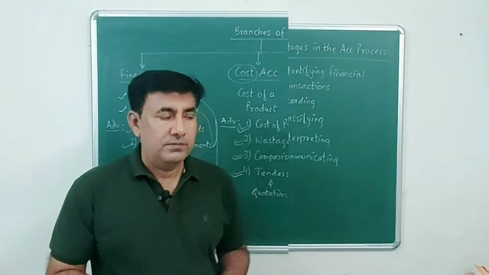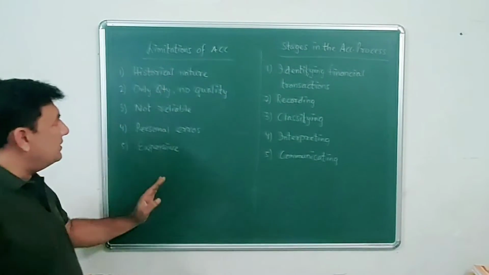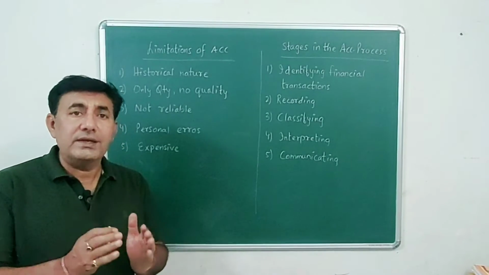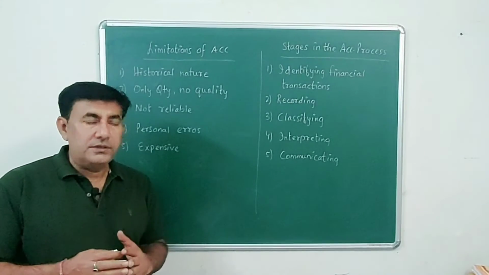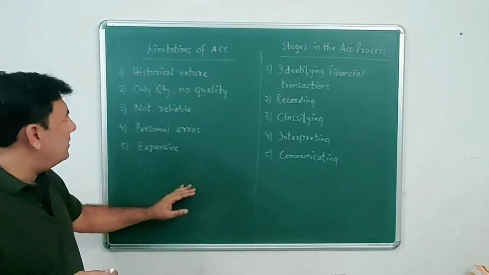Okay friends, the next concept in this chapter is, first of all, let's see what are the limitations of accounting. All the three types of accounting have certain limitations, disadvantages, demerits. So if you get a question, you can write 3 to 4 lines of these points.